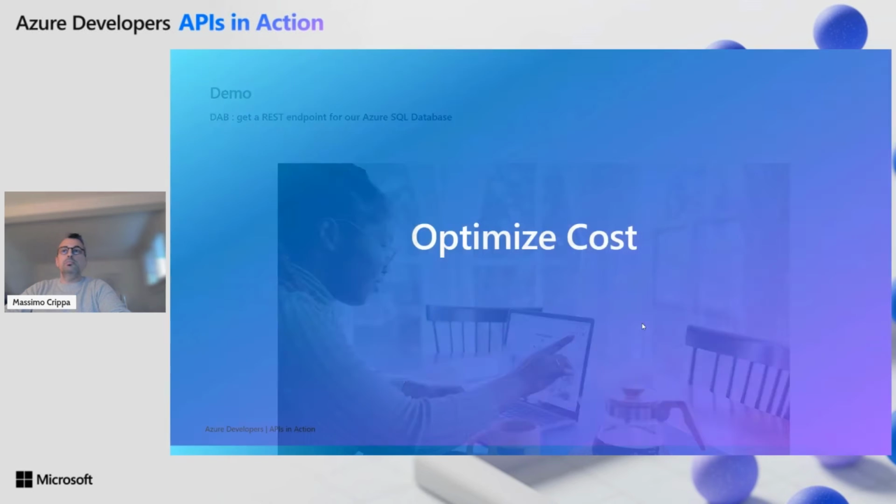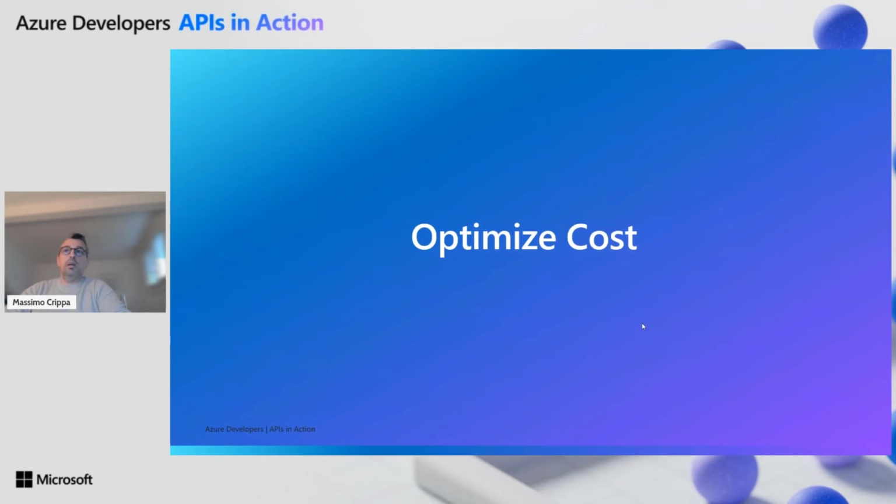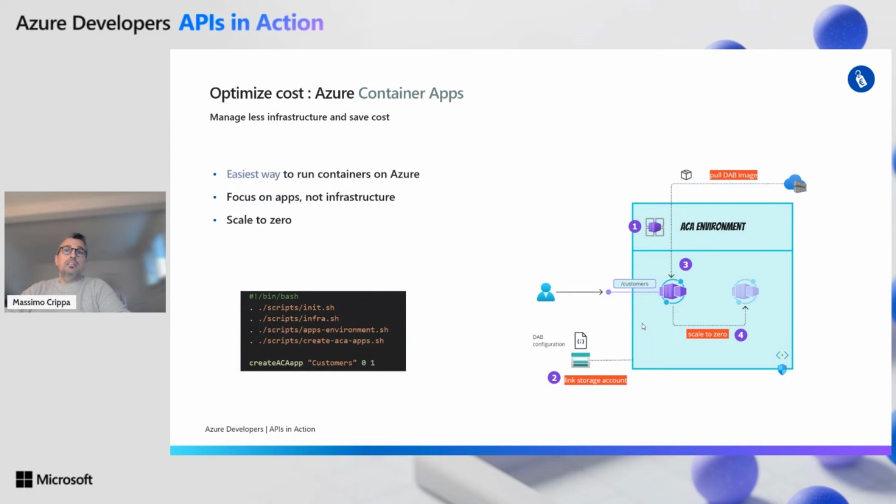Okay. And let's move to the other part, what about optimized cost. So now I have this data API on premises, and I need to make it available to my customers. So I said that we can use DAB as a container. The easiest way to host a container in Azure is using Azure Container Apps. It's an offering that abstracts all the complexity of Kubernetes, and it's really extremely simple to run. So what do I need to run DAB? In this case, I need to have an Azure Container Apps environment here at point 1.